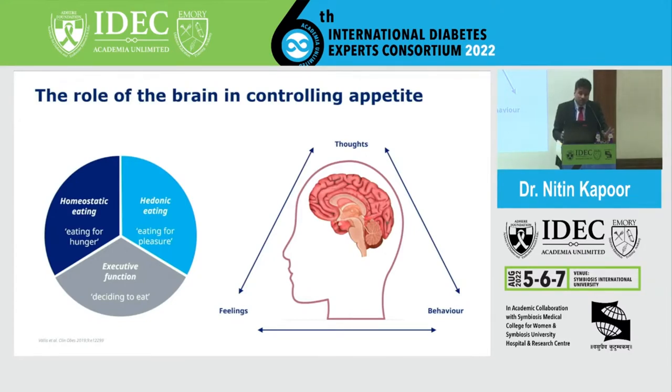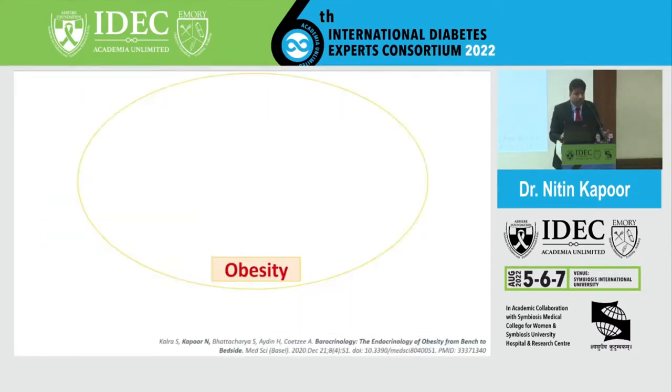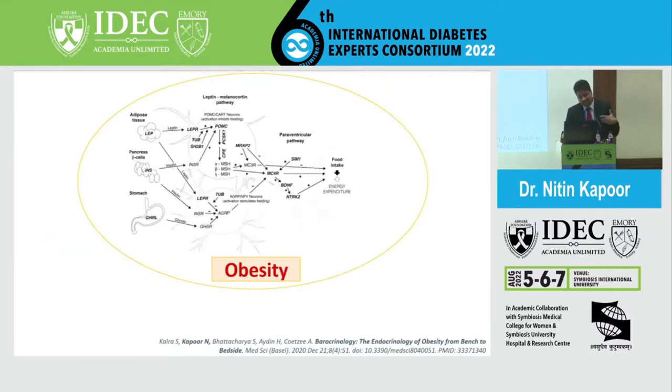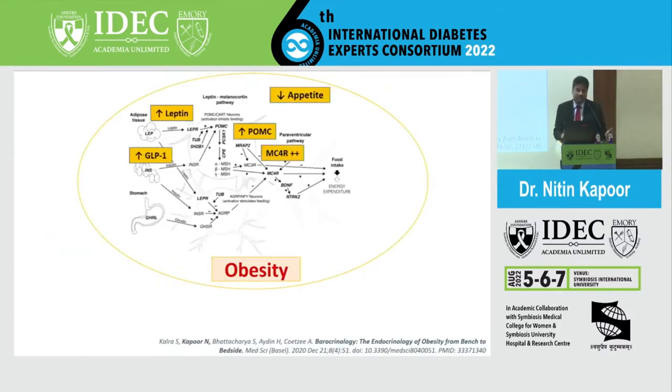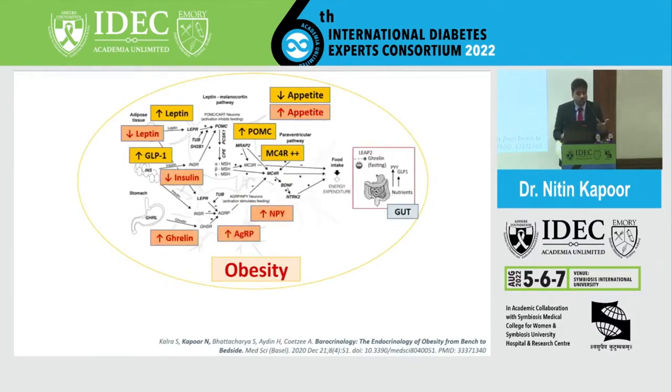So it is not that food is always only for eating, it can be for pleasure, it can be for executive function. Well, all of this is modulated in the hypothalamus by complex mechanisms. There are hormones that increase our appetite, there are hormones that decrease our appetite. And as a physician, we need to understand all these hormones because more and more drug targets are being developed to target these particular hormones.